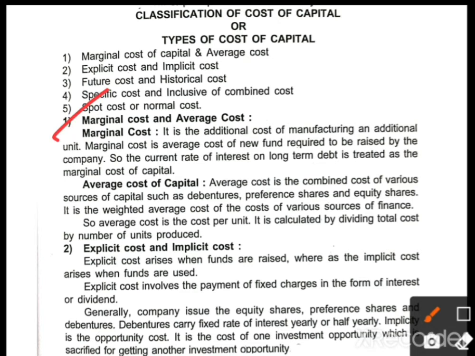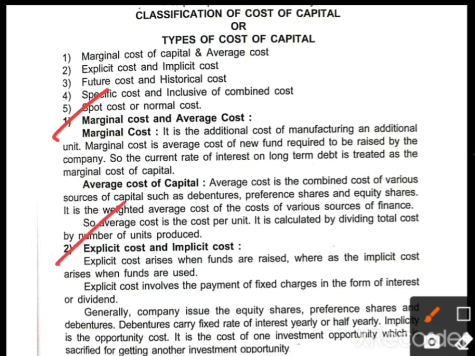Marginal cost. In a very simple manner, marginal cost is the additional cost of manufacturing. And what is average cost? Average cost is a combined cost of various sources of capital such as debentures, preference shares and equity shares. Is it clear? What is marginal cost? A marginal cost is an additional cost of manufacturing an additional unit. For the additional unit, the additional cost we incur is what a marginal cost is. An average cost is a combined cost of various sources. Whatever different sources we have, the cost of all the different sources is totaled. That is the combined average cost.